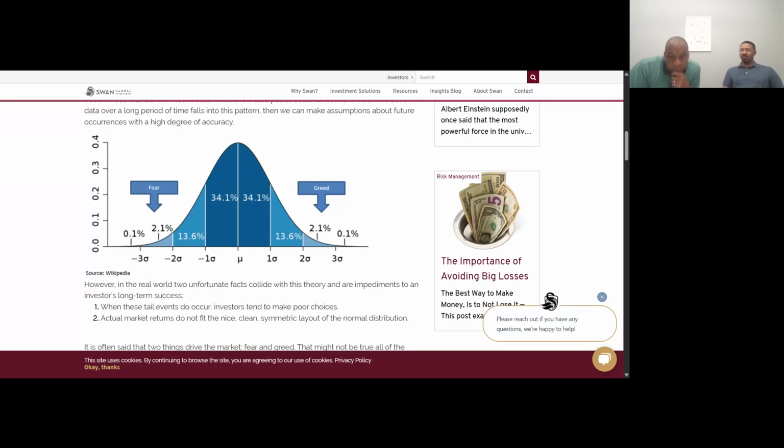All right, so we need to pivot to another screen here, and let's go to our graphs here.